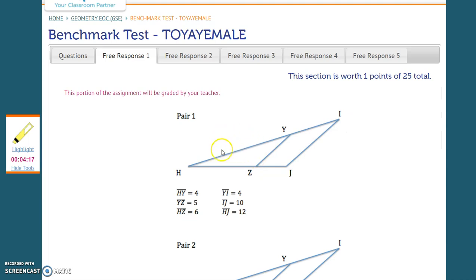But they say that HY is 4, and then that YI is 4. So that means HY is 4 and HI, the whole side of the big triangle, is 8. So these sides, small triangle to big triangle, is a 4 to 8 ratio. So now let's look at HZ compared to HJ. HZ is 6, HJ is 12. So that's a 6 to 12 ratio. So this was 4 to 8. This one's 6 to 12. And this is 5 to 10. All of those are a 1 to 2 ratio. So yes, pair 1 is similar.